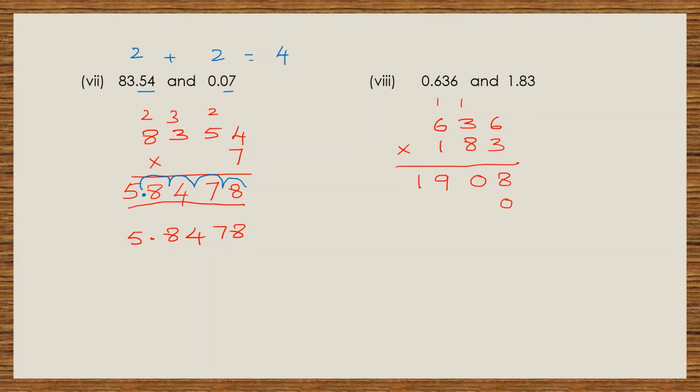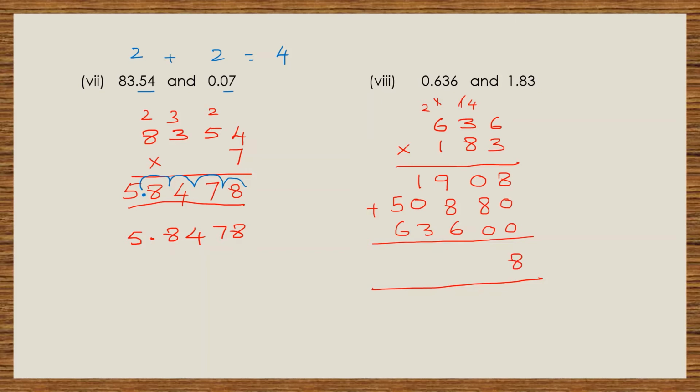Second step. 8 6s are 48, carry 4. 8 3s are 24 plus 4, 28, carry 2. 8 6s are 48 plus 2, 50. Now start the third step. 1 6 is 6, 1 3 is 3, again 1 6 is 6. So let's add up all three steps.